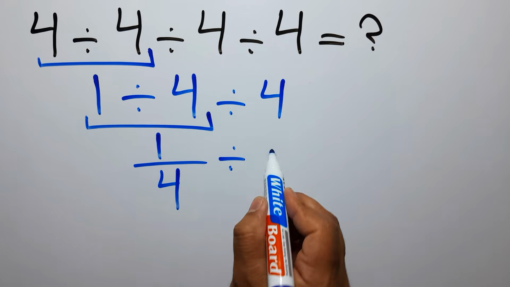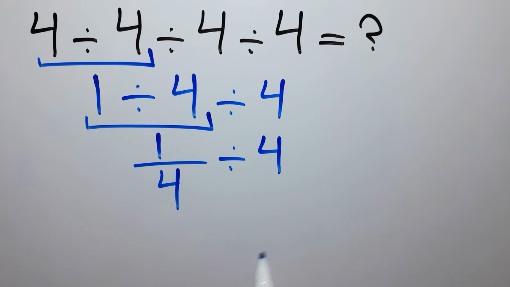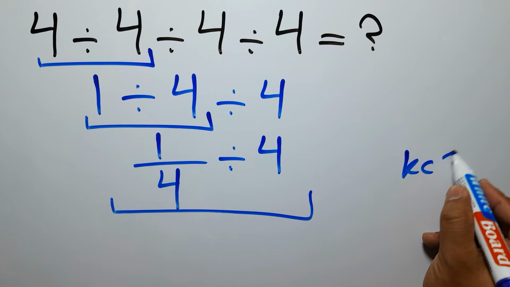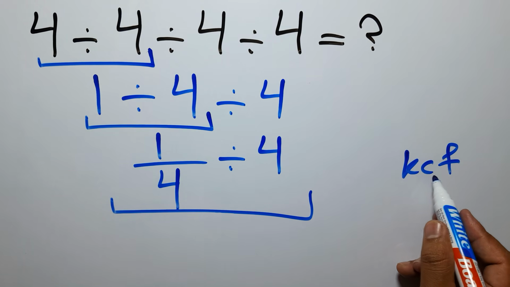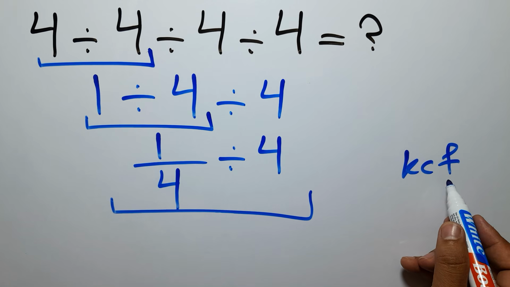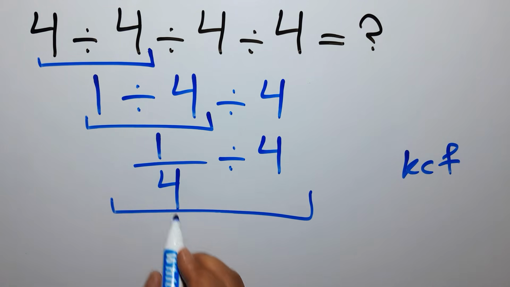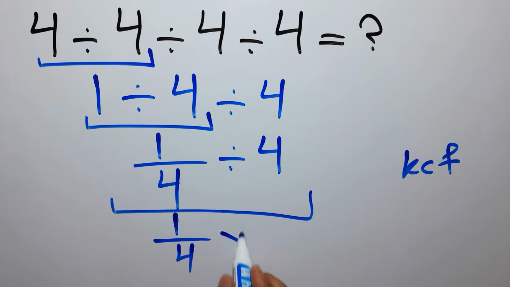Then divided by 4. Now, according to the KCF rule, K stands for keep, C stands for change, and F stands for flip. We can write keep the first fraction, change division to multiplication, and flip the second fraction.